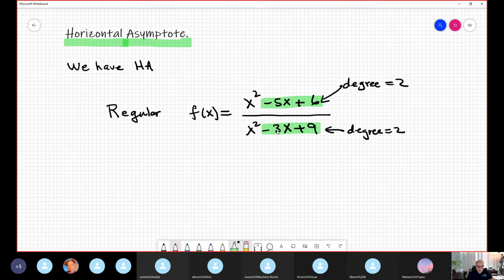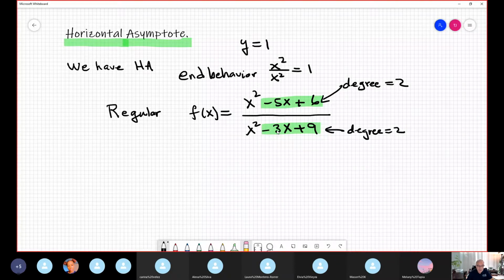So the behavior would be x squared divided by x squared. X squared divided by x squared is 1. Therefore, the horizontal asymptote is located at the position y equals 1. Okay, this is the regular, the most common case.